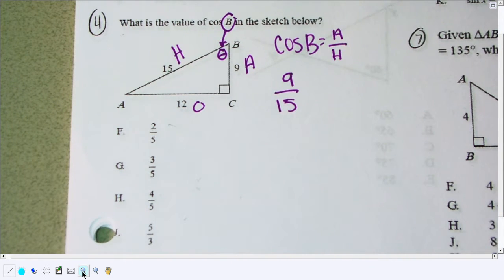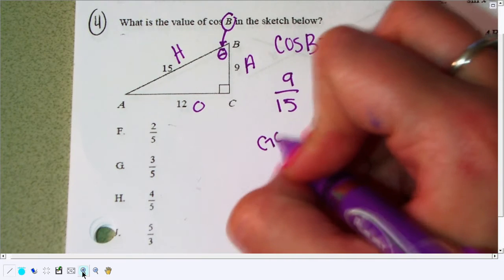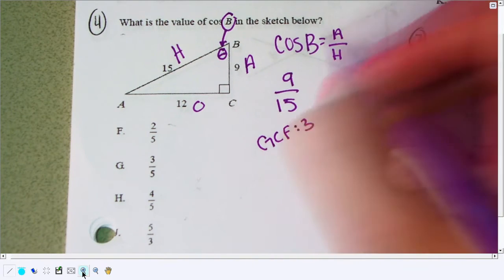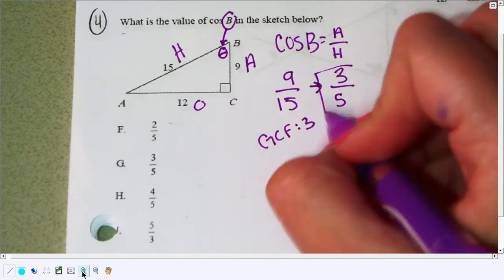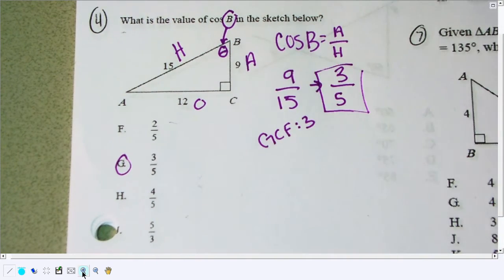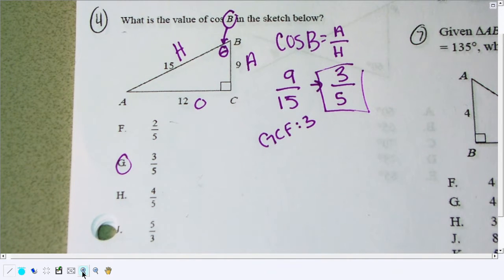However, that's not an answer, but I can pull a GCF of 3 out of this. So 9 divided by 3 is 3, 15 divided by 3 is 5 for 3/5, which is option G. So always make sure that you're reducing your fraction. Also, you don't actually solve for B because in this problem, it just wants to know what the fraction ratio is.